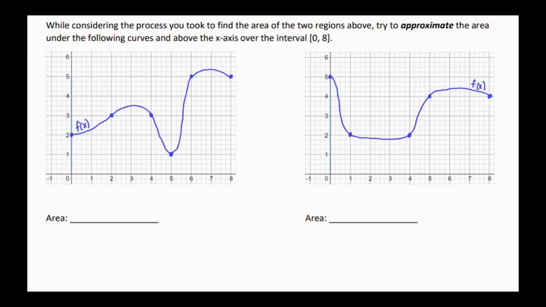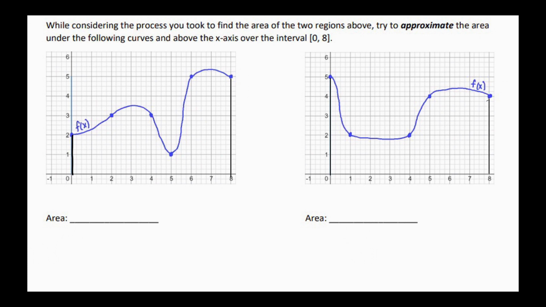What I want you to do is, so the area under the curve, still from 0 to 8, right? Still from 0 to 8. So the bounds are still the same. So that's the bounds there. We call them bounds, the beginning and the end of the area. Right?